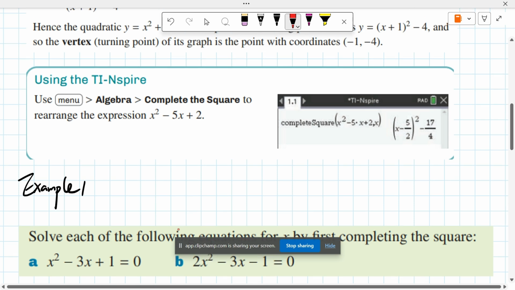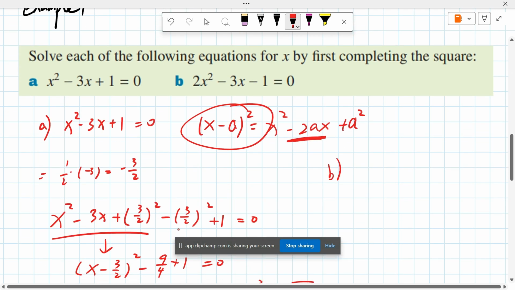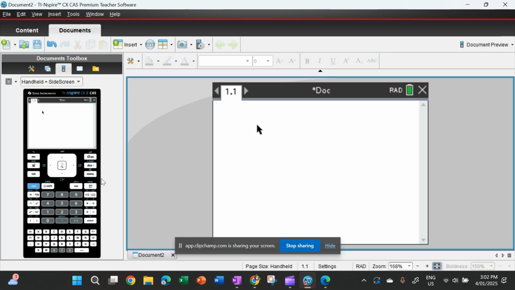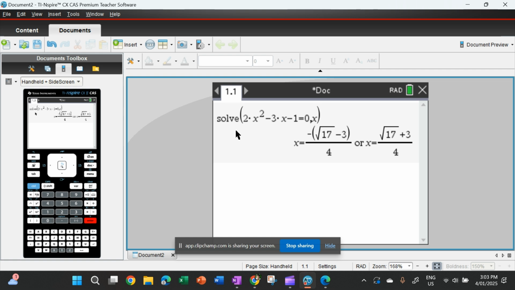And the second one, we can use the CAS calculator. So 2x squared minus 3x minus 1 equals 0. What we do is algebra, solve. So we go 2 times x squared minus 3x minus 1 equal to 0, comma x. And that's what we solve for x. Then that comes up with your two answers, which are your x-intercepts. Hopefully that makes sense.